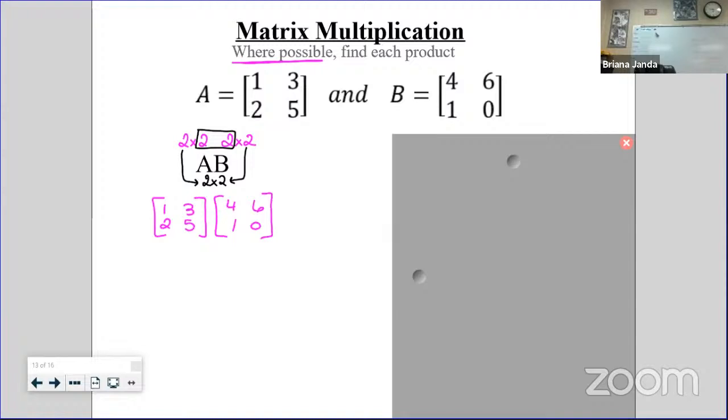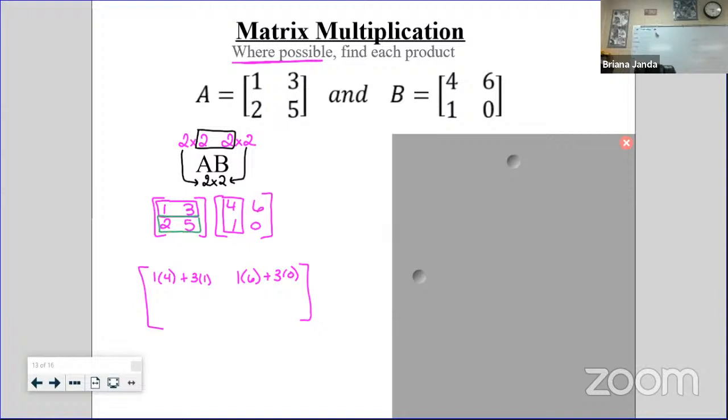We start with first row, first column. We match up our first element to first element, second element to second element. So 1 times 4 plus 3 times 1. And then we do the same thing. First row, second column, 1 times 6 plus 3 times 0. And then we move to that second row and we repeat the process.